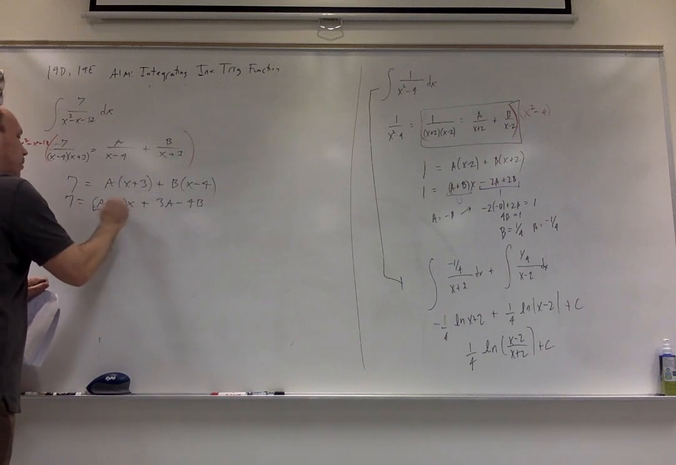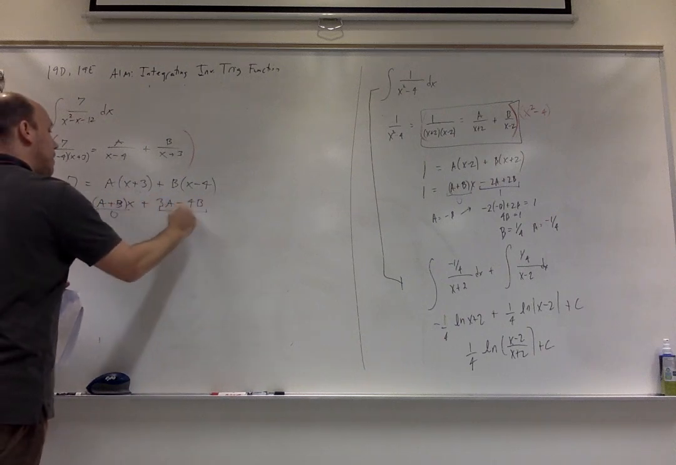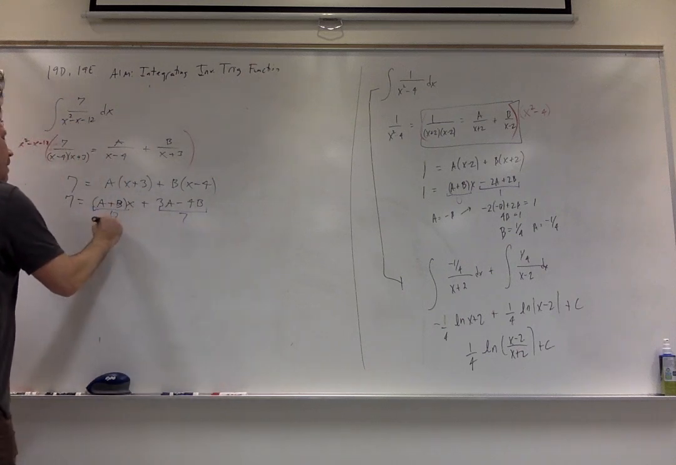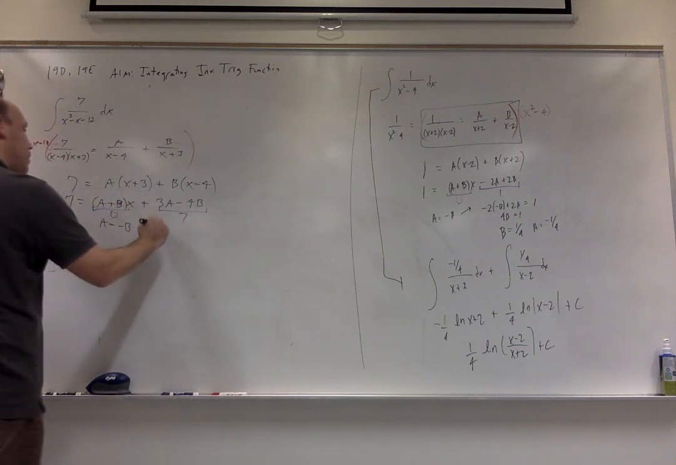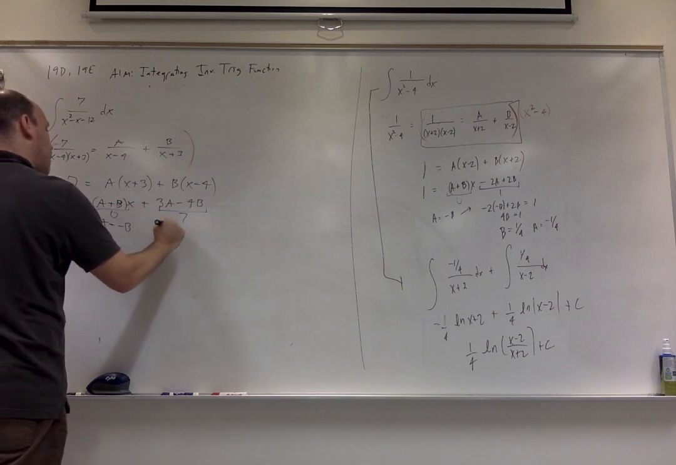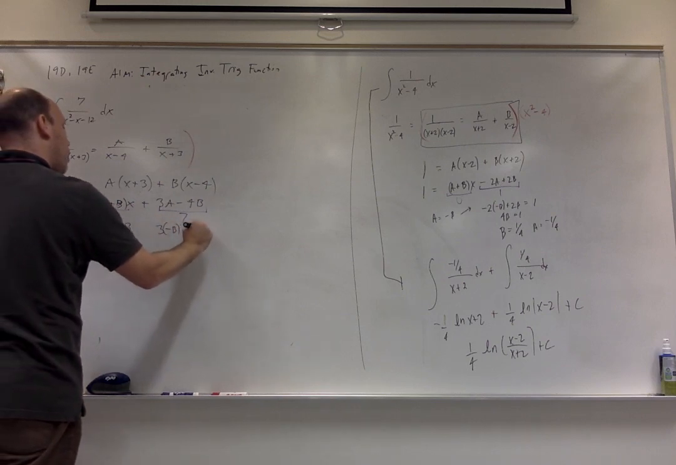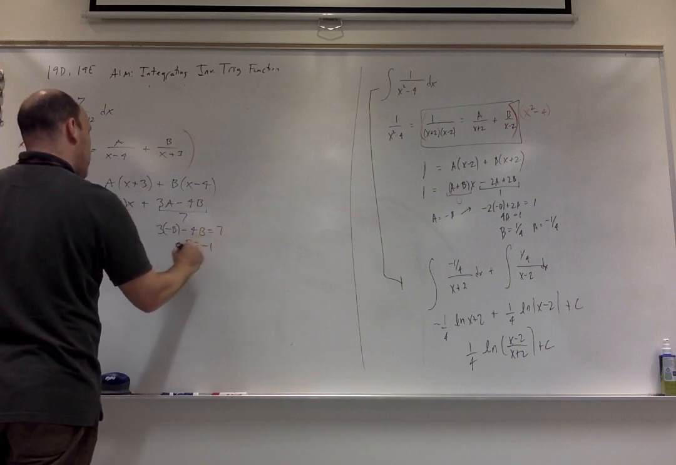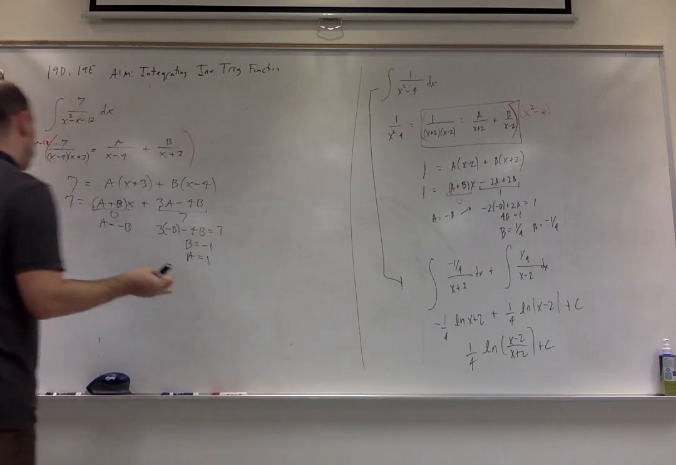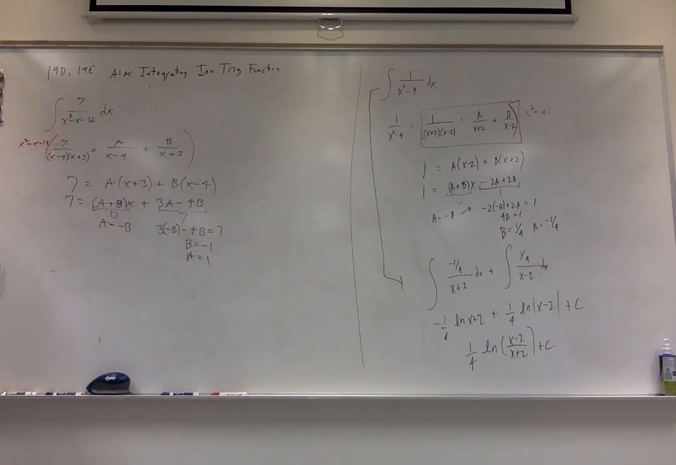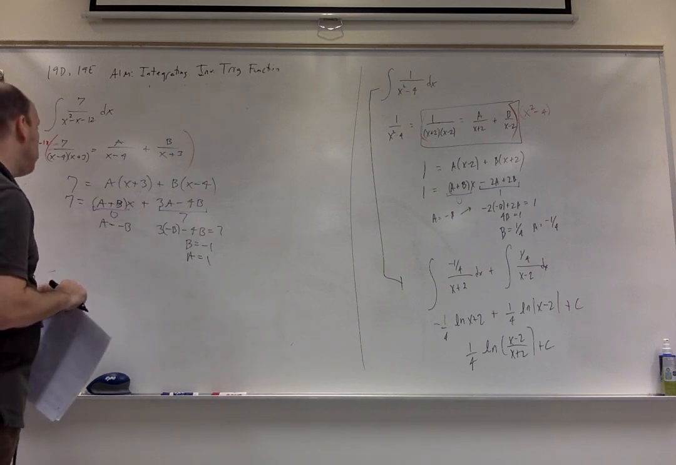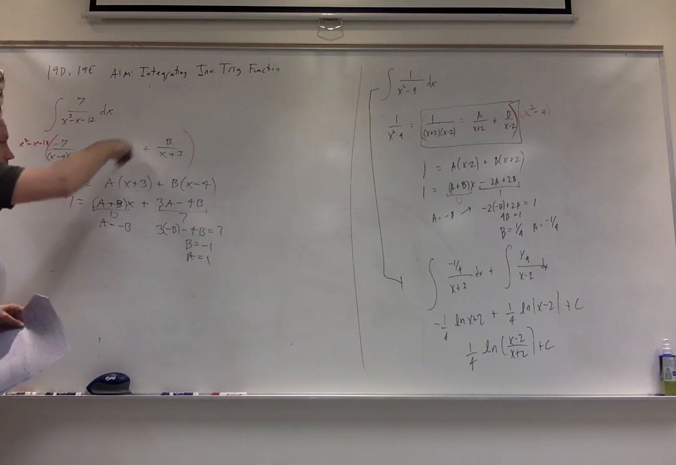I know that this is 0. I know that this is 7. A equals negative b. 3 times negative b minus 4b equals 7. b equals negative 1, a equals 1. Is that right? Yep, because the 3 and the 4, yep.